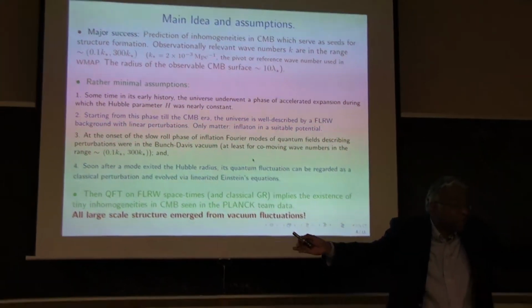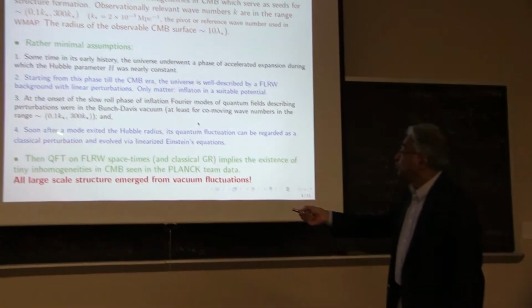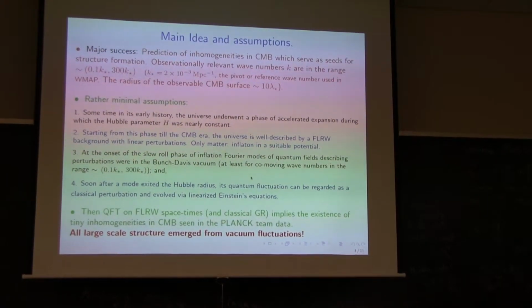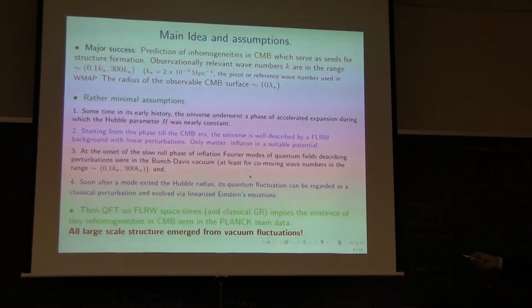Other modes, maybe some other state, the observations don't care about it. That's the idea up here. And then soon after the mode exits the Hubble radius, it can be treated as classical. So these are the assumptions, and the amazing thing, to me at least, is that... I'm not saying that these assumptions are obvious, natural, or anything like that.